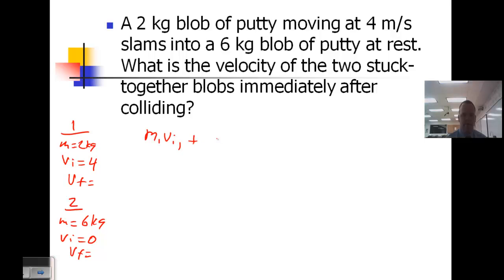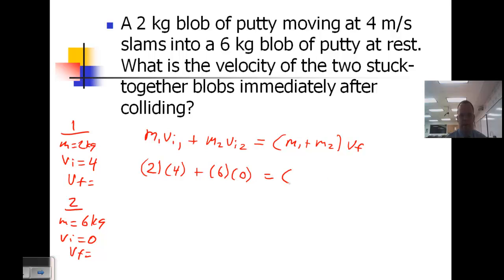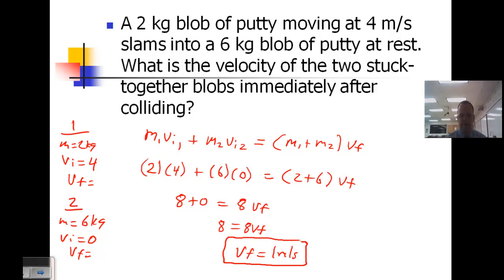m1 v1 initial plus m2 v2 initial equals m1 plus m2 times v final. So 2 times 4 plus 6 times 0 equals 2 plus 6 times v final. So we're going to get 8 plus 0 equals 8 v final. So 8 equals 8 v final. Final velocity here will be 1 meter per second.